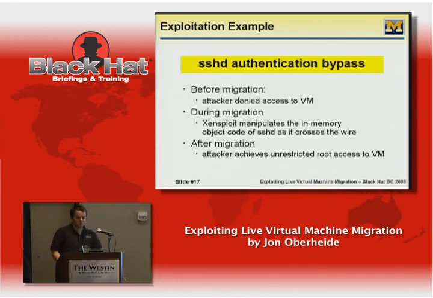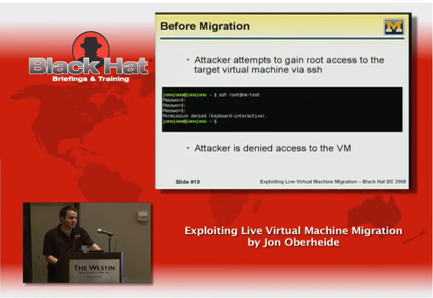We'll whip through a quick example of the SSH authentication bypass. I don't have any live demos of this presentation, but I suppose I can whip up one of those corny Flash exploitation videos that seem to be all the rage these days. Just some simple screenshots showing that before the migration occurs, an attacker is simply attempting to gain access to this example virtual machine, and since he doesn't have credentials, his access is denied.